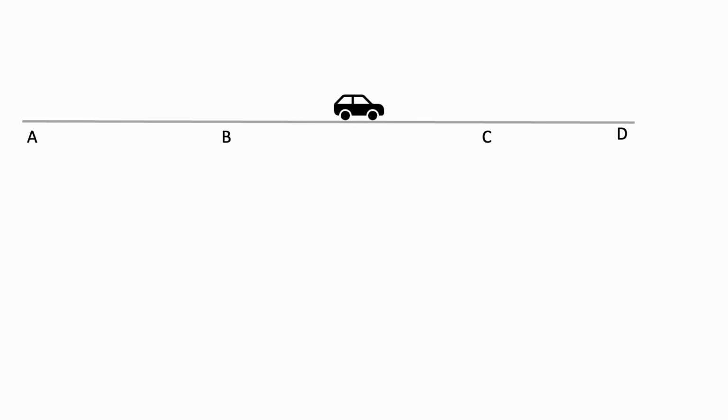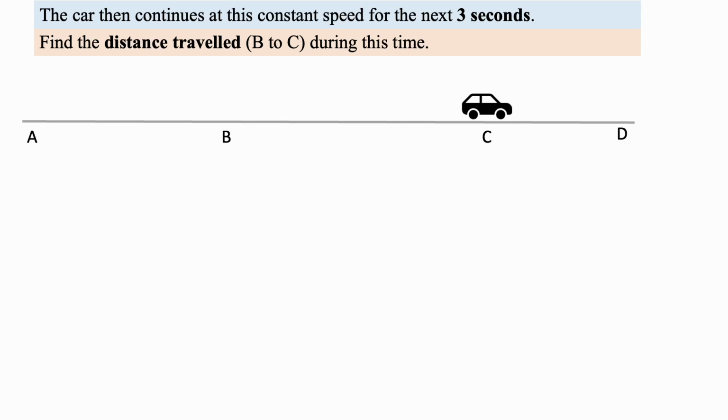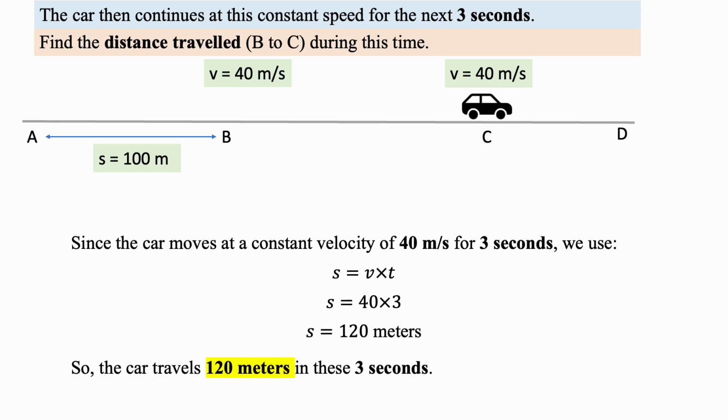The car moves with uniform velocity between B and C. Let's find the distance traveled by the car. To find the distance traveled by the car, we will be using the equation S equal to V multiplied by T, velocity multiplied by time. The distance will be 120 meters. Car travels 120 meters in these 3 seconds.